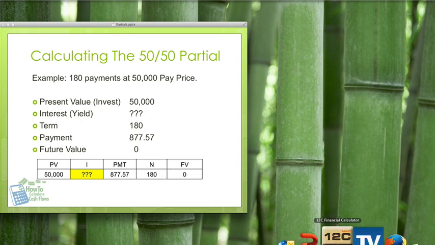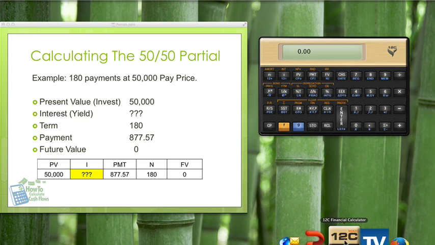So let's go ahead and pull up the HP12C and see if we pay $50,000, or half the balance, for half the remaining payments, what will our yield be? So go over here to the HP12C, we're going to type in 50,000, change sign, present value. We're going to skip over I because we're going to solve for that last. 877.57 PMT, 180 goes into N, 0 goes into future value, or just leave it blank. And now we're going to press I, and we're going to solve for the interest rate.